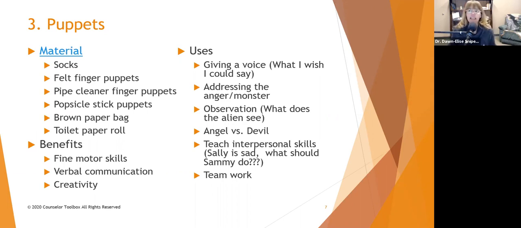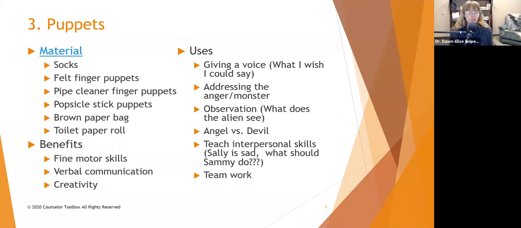Uses: giving a voice. Puppets can help people say what they wish they could say. If the person just can't say it out loud, what would the puppet say? Have them address the anger monster. They can create an anger puppet, and they can talk to that puppet and address that anger monster. You can have the puppet, for example, if it's an alien in this case, what does the alien see? And have the puppet look around and talk about what the puppet sees and observes.